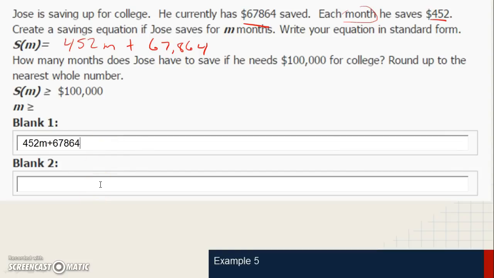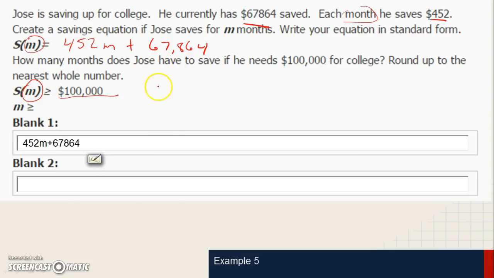And then this second question is slightly different than what we've been seeing. It says, how many months does Jose have to save if he needs $100,000 for college, round up to the nearest whole number? So in the past, it's given us some m that we've been able to plug in for. So like down here, it'd say 10 or something. Now it's giving us an output, and we need to solve for m.